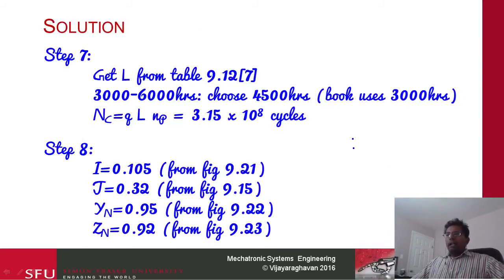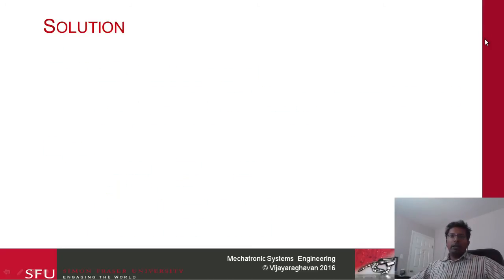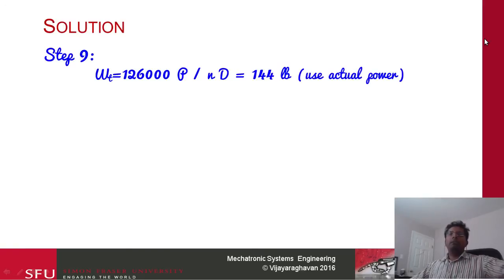So that's that. So we have all the requirements. The next thing is we were actually going to calculate the stresses. For this, the first step is we're going to calculate the loads. So Wt, if you recall, looks kind of weird. It's 126000 times P divided by nd. Again, this is because of the conversion going into imperial units, things get a little messy. So once you have this, you can calculate the load to be 144 pounds.